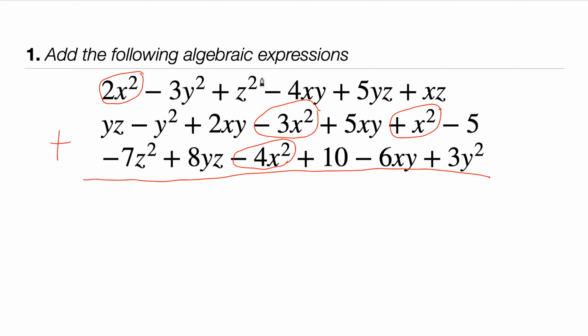Next, we're going to box the y squareds. You also have a y squared here, and this one is also a y squared. Where else? Here, oh no, that's a z squared. Next, let's put inside a triangle all the z squareds. This is also a z squared, so let's put that in a triangle.